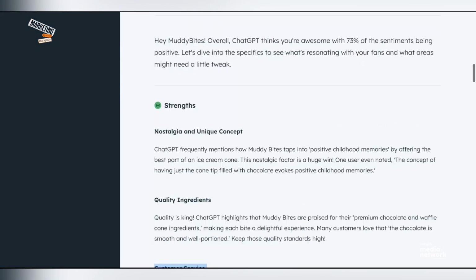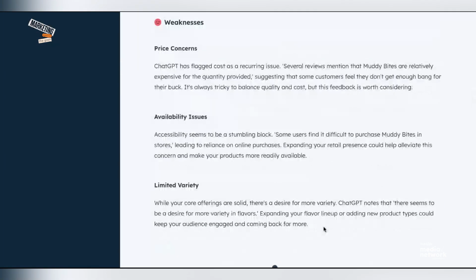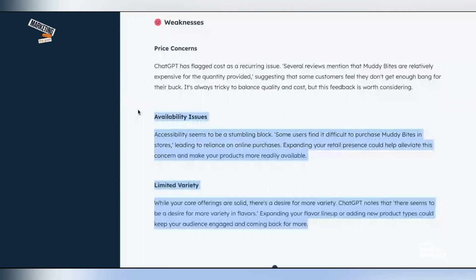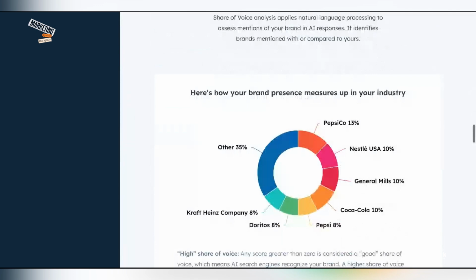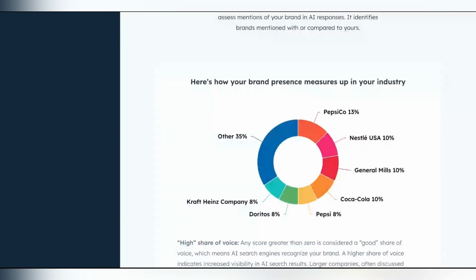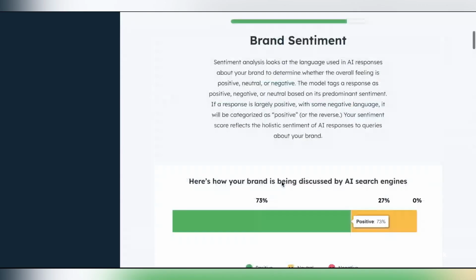And the other two actually just speak to how popular it is, right? Availability issues and limited variety. People just want more and more of it. It doesn't have share of voice; it's zero because it doesn't know. It's such a unique and quirky brand. Yeah, it doesn't know what the competitors are. But I think that is again a good example.